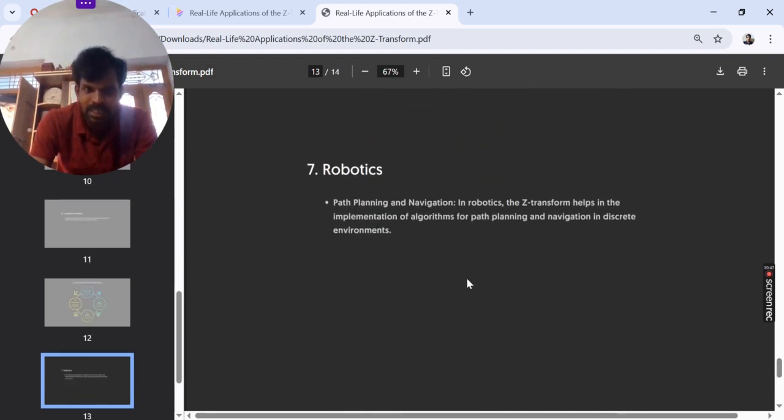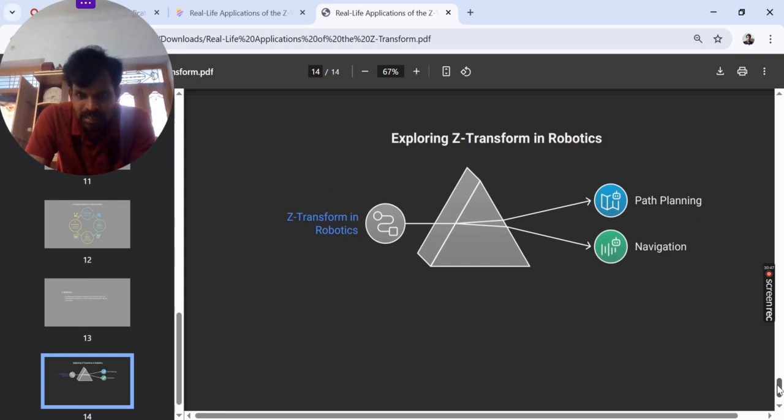And the last application of the Z transform is robotics. In robotics, for path planning and navigation, the Z transform is useful for us. That is, in robotics the Z transform helps in the implementation of algorithms for path planning and navigation in discrete environments. So these are all the real life applications of the Z transform, and this one is a pictorial representation of the Z transform in robotics, for the purpose of path planning and navigation.